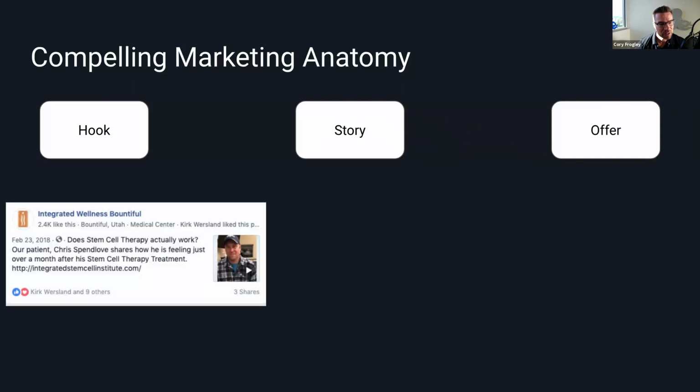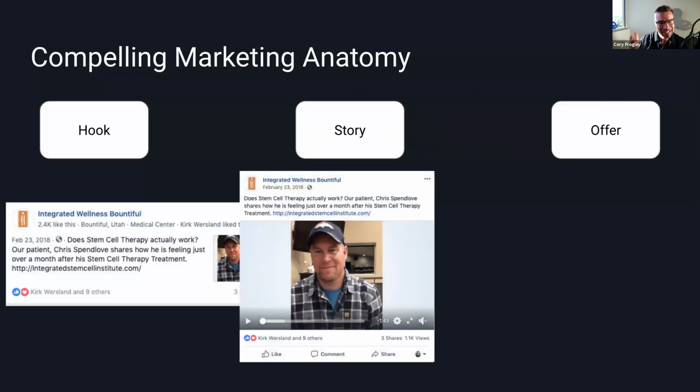And the hook is something that intrigues. Here's just an example. Does stem cell therapy actually work? Notice it's a question. The hook's anatomy, and we'll go through this in just a second. The story then is the story of the experience of somebody who's been through the process, because again, we want other people selling us. That's your patient testimonials. That's the stories. That's their story. And it's okay to give them an outline of the story that you want them to put on the video.